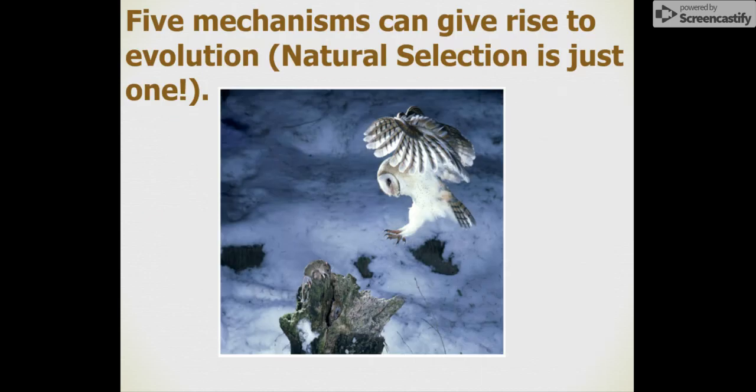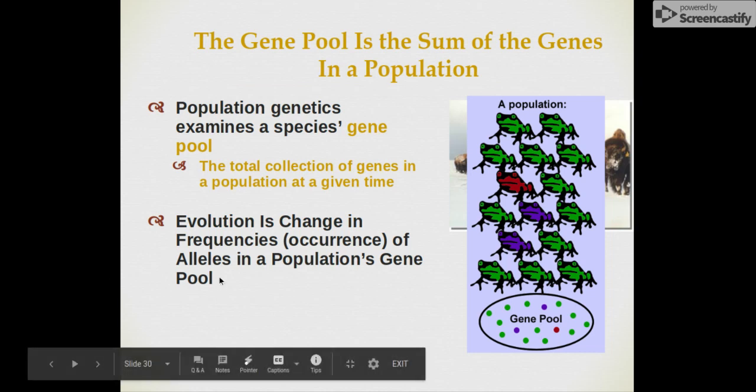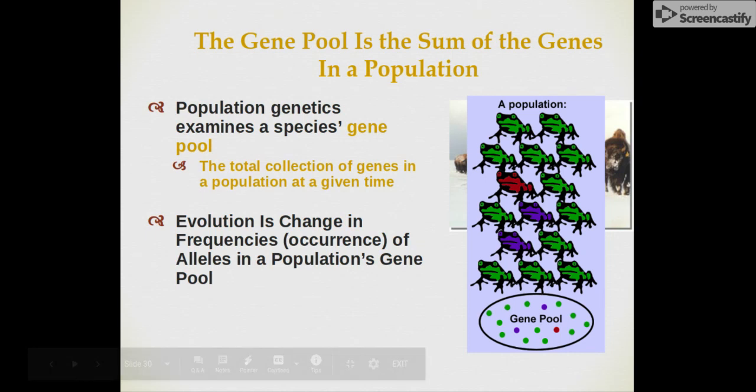Here we go. The other definition of evolution I want you to know, the first one, evolution is descent with modification. The other definition, evolution is change in allele frequencies. So we're changing what alleles are more common in that population.